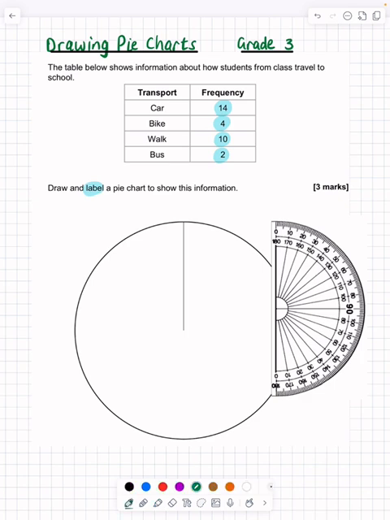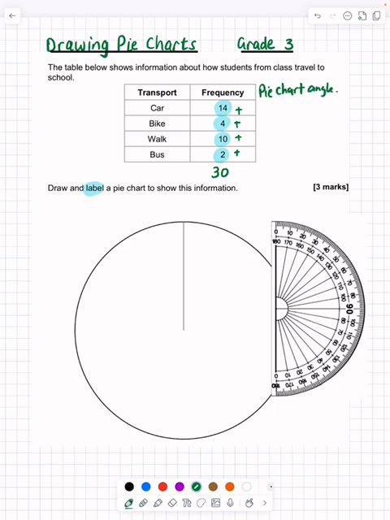Now, how many students are there altogether first? So we add up all the frequencies. Whatever the question is about, we always add up the frequencies together. So that is 30. Now this is about pie chart angles. So we have to work out the pie chart angles before we show this information on the pie chart. And this is how we work this out.